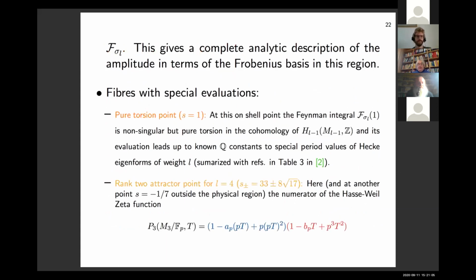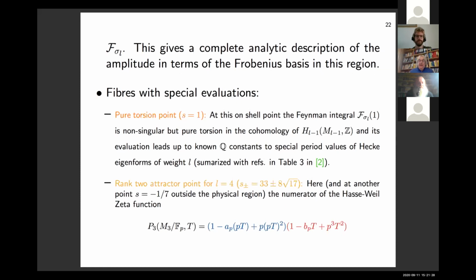So let me give a couple of small comments about these fibers with special evaluations. So there are fibers where the cohomology of the Calabi-Yau does something special. As I said already, as S equals 1, then the Feynman graph is pure torsion in the cohomology, and you can actually find beautiful values for that.